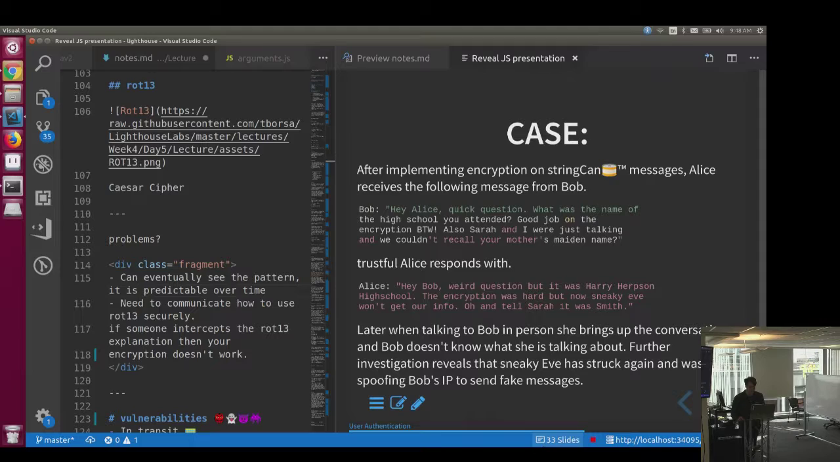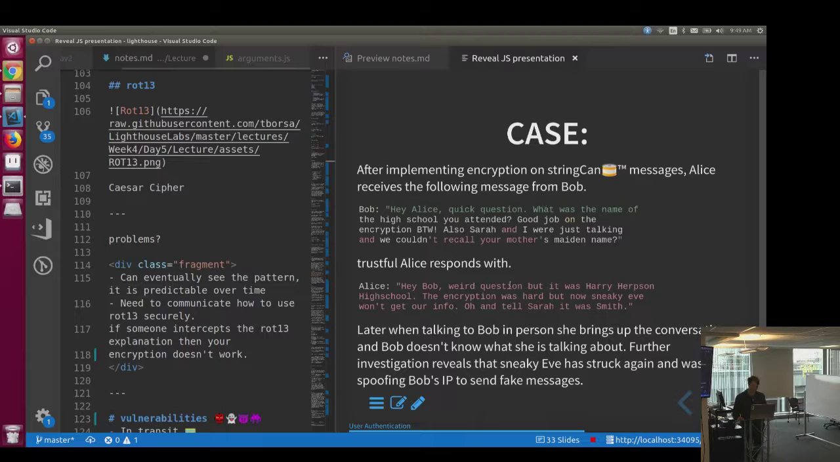I think this is a better way of understanding that key exchange. Okay, so Bob and Alice kind of beat even that one eventually, but it's not done yet. After implementing encryption on StringCan messages, Alice receives the following message from Bob. Bob's like, hey, Alice, quick question. What was the name of the high school you attended? Good job on the encryption, by the way. Also, Sarah and I were just talking, and we couldn't recall your mother's maiden name.